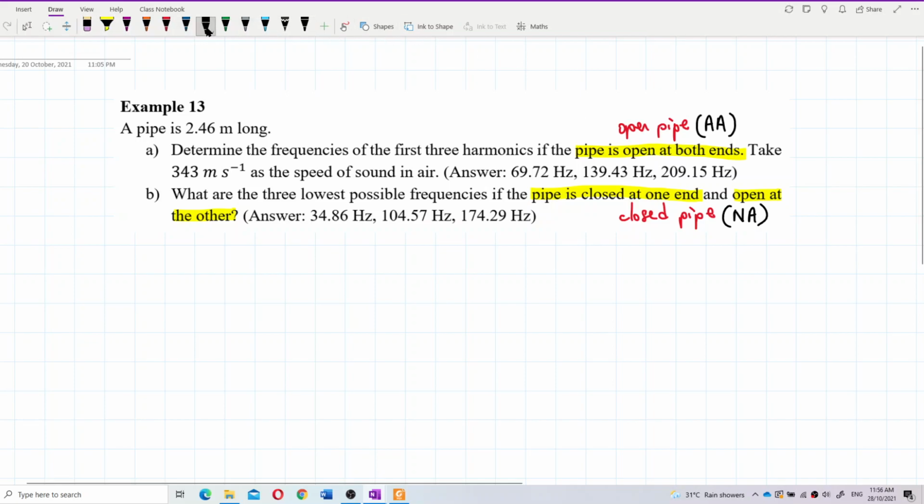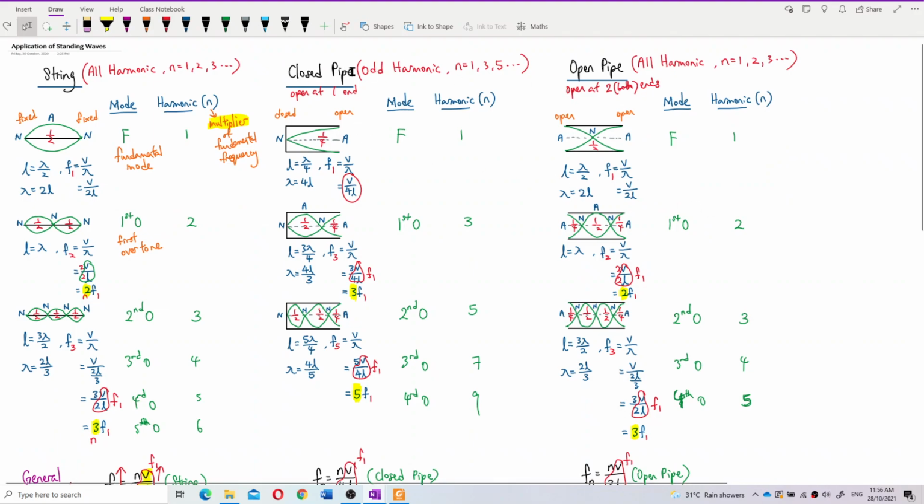We have another one, a string, which is not stated here. That one has two fixed ends, node with node. Remember this. The string is node, node; the open pipe is antinode, antinode; and the closed pipe is node and antinode. So these two questions use closed pipe and open pipe, these two. So you must remember the first diagram.